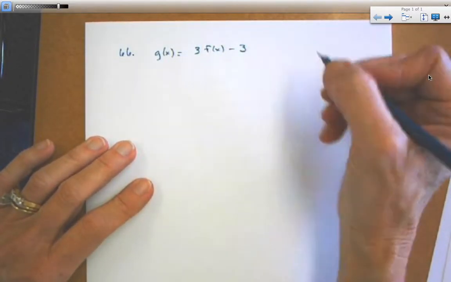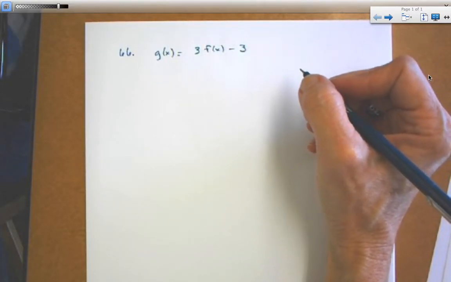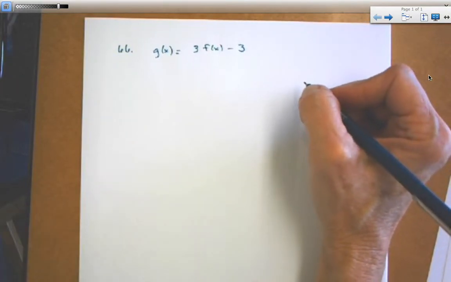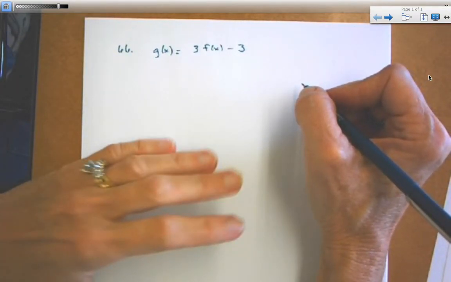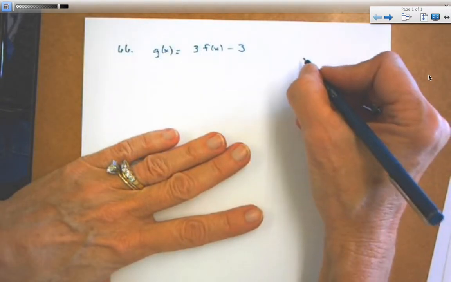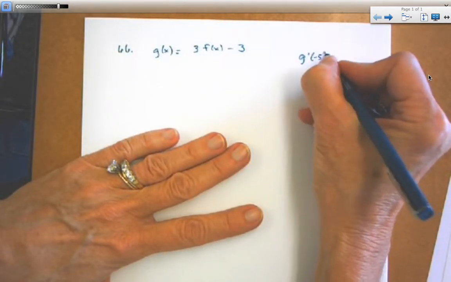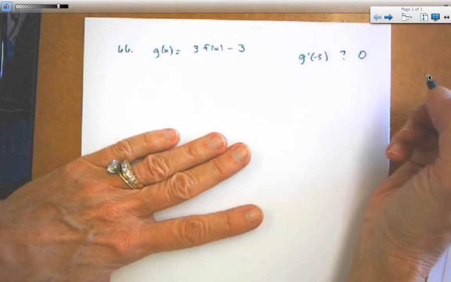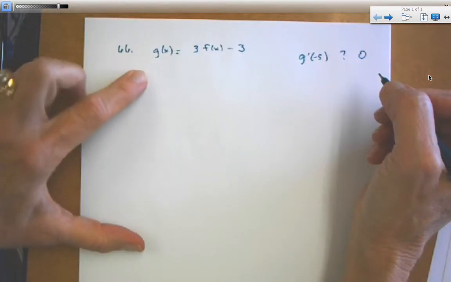Okay, so it gives you some information in the problem. You'll have to read that; I'm not going to write it all out. And it says, supply the appropriate inequality for the indicated value of c. It wants to determine how g prime of negative 5 relates to 0. So I've got to find the derivative of this function.